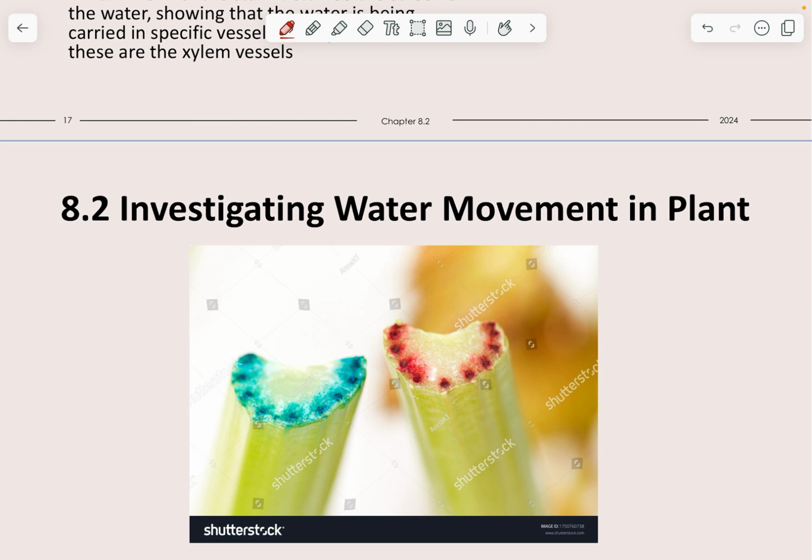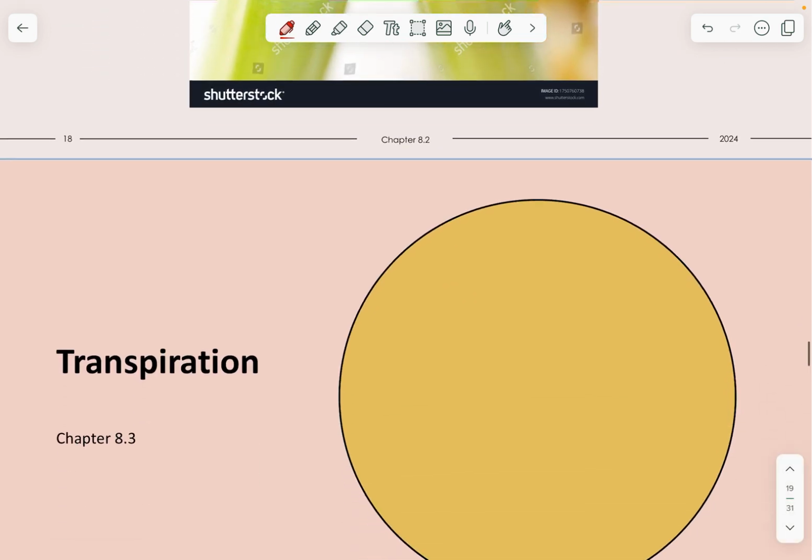As you cut in different sections, you can definitely see that they have the same color. It means that water is constantly being absorbed and it moves up towards the plant.